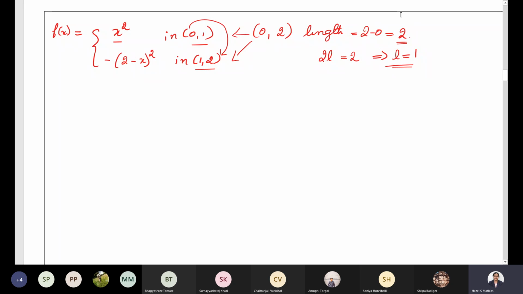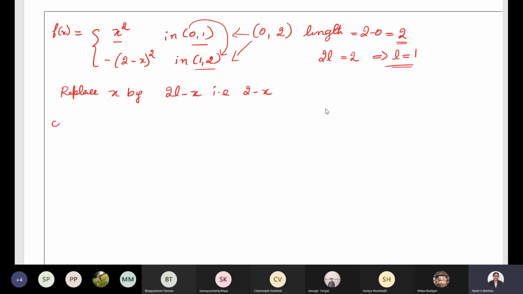What do we do next? You all have worked out, isn't it? Check the odd or even nature. In order to check the odd and even nature, what do we do? Replace x by 2L minus x, where L equal to 1. So we have to replace it by 2 minus x.